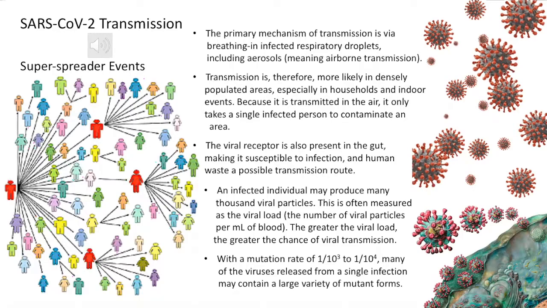Because SARS-CoV-2 is transmitted by airborne particles, gatherings of crowds are likely to increase the risk of infection, particularly indoors where ventilation is limited. Furthermore, it only takes one infected person to make any gathering a potential source of infection.